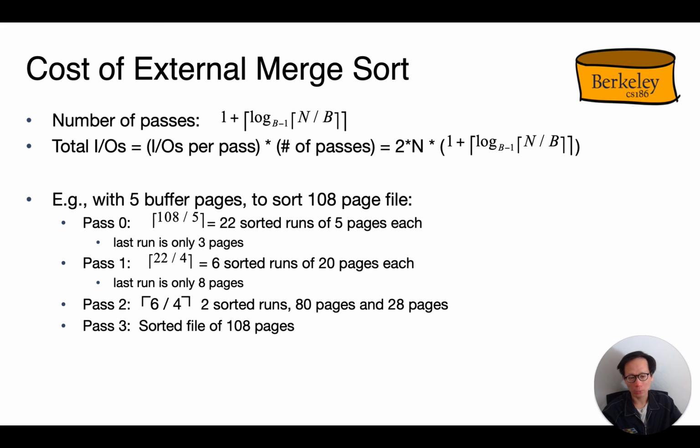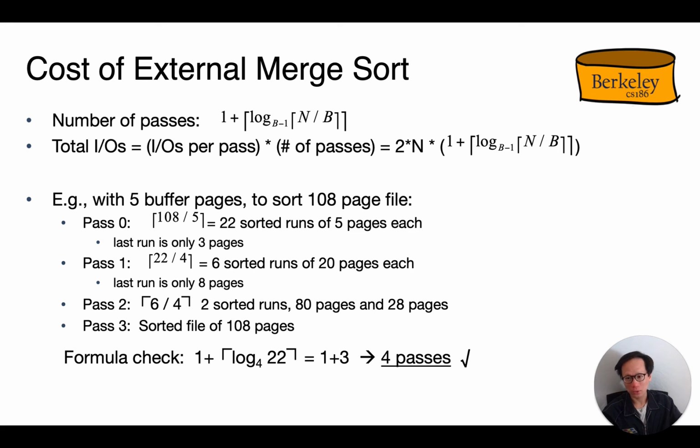Each of those runs is going to be 20 pages long because we took 5-page runs from pass 0 and we merged them together 4 at a time now. The last run, again, won't be quite long enough. It will only have 8 pages because we had some leftovers. In pass 2, we merge together those 20-page runs and we get 2 sorted runs, one of 80 pages and one that is smaller, only 28 pages. And in pass 3, we are done at that point. So at that point, we have a sorted file of 108 pages. So just to check with the formula that I was mentioning earlier, according to the top of the slide, 1 plus the ceiling of log base 4 of 22, which equals 1 plus 3, which equals 4. So this basically works out.